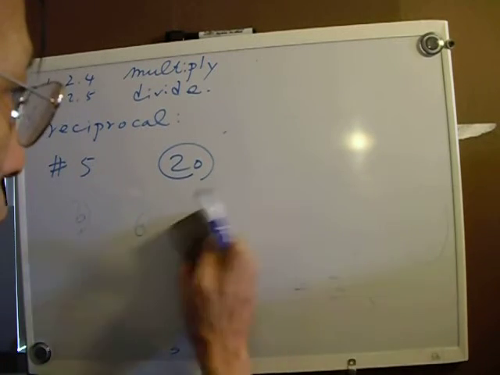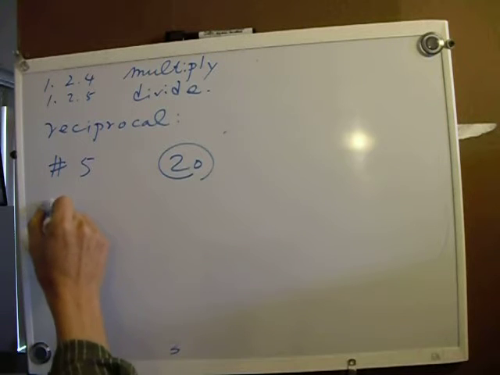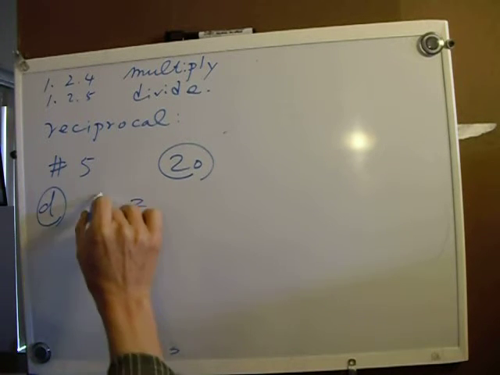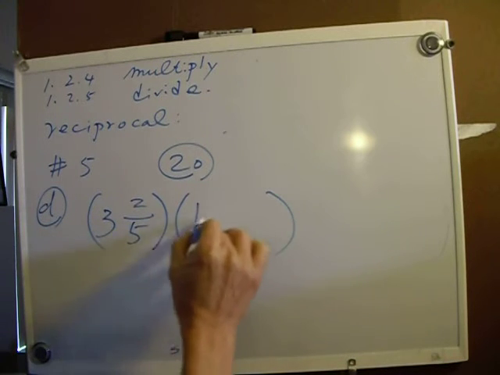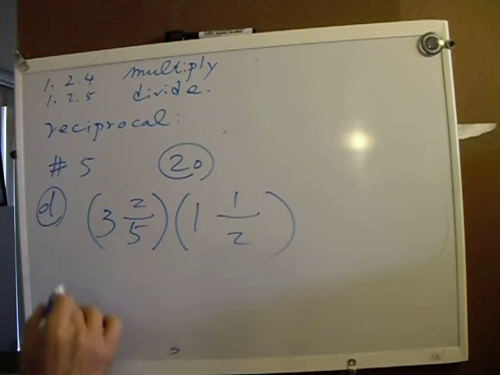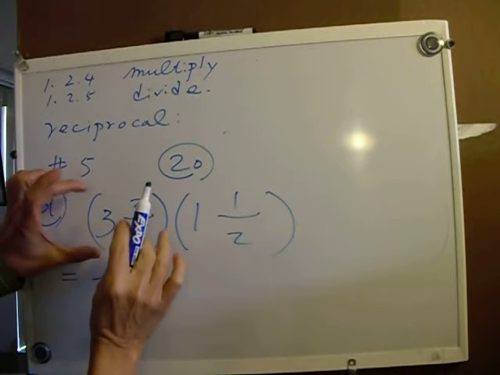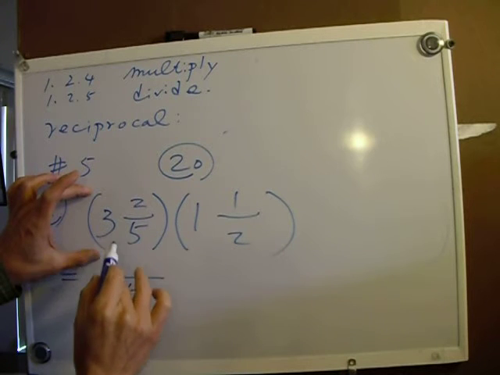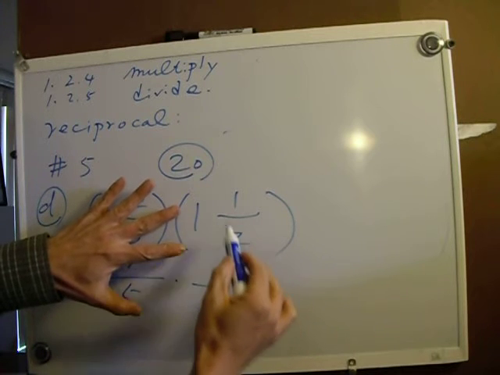Let's have another example, D, checkpoint 5, page number 20. D: 3 and 2/5, a mixed number, multiplied by another mixed number. How do you multiply these kinds of fractions? Just one extra step: change each mixed number into an improper fraction. 3 times 5 is 15, add 2, 17. For the second mixed number, 1 times 2 is 2, add 1, 3.